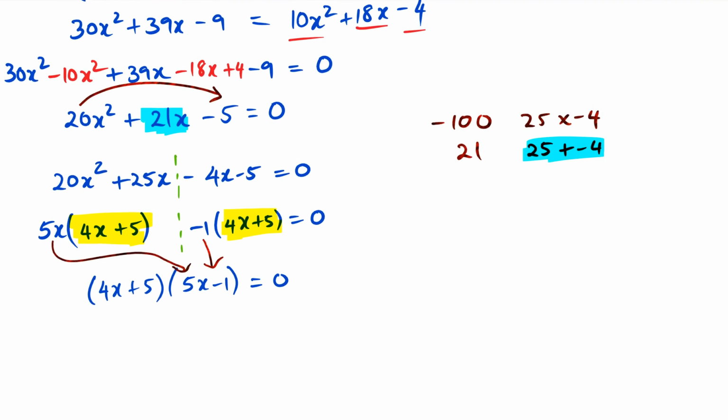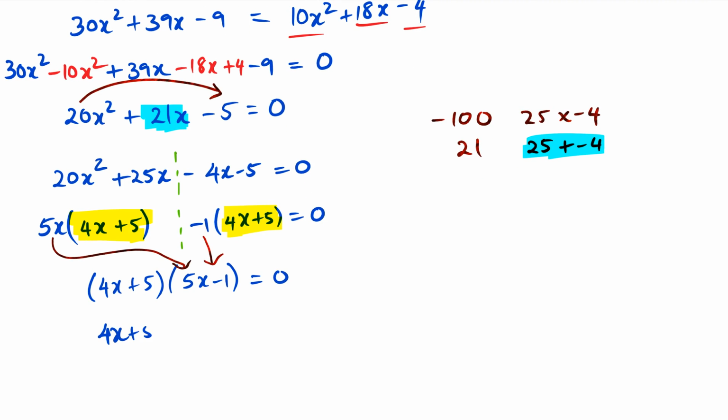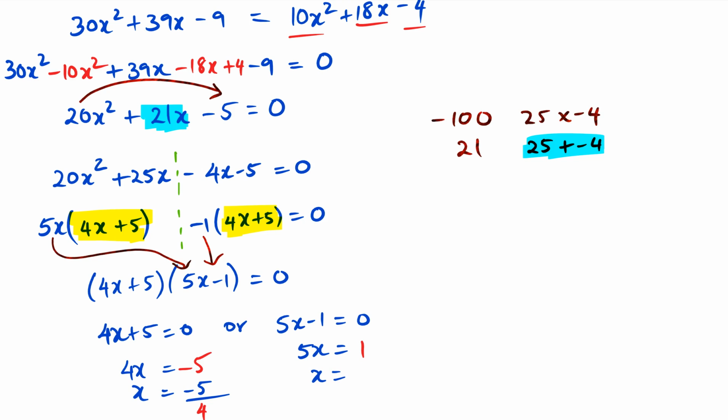Now we need to solve it, put it equal to 0. So we got 4x plus 5 equals 0, or 5x minus 1 equals 0. Now 4x equals negative 5, and then x is equal to negative 5 over positive 4. And as for the other version, we've got 5x is equal to positive 1, and then x is equal to 1 over 5. Now notice how we've actually got two answers in this situation. And I guess this is the problem with doing this.